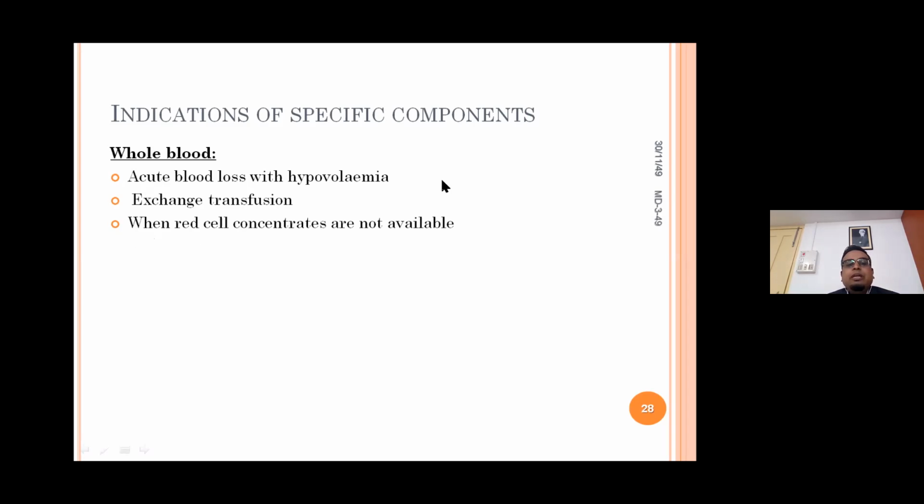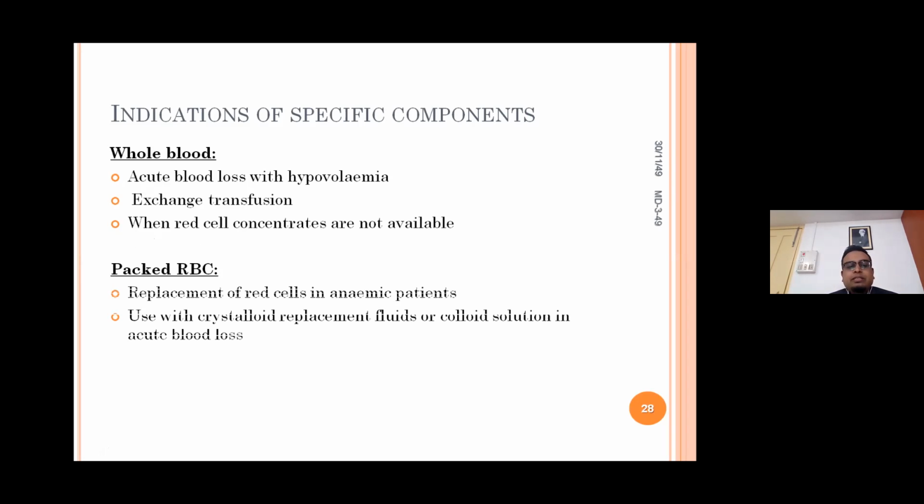Third point can be, if a blood bank does not have packed RBCs, then we can use whole blood. What are the indications of packed RBCs? Replacement of red cells in anemic patients, or sometimes used with crystalloid replacement fluids or colloid solution in acute blood loss. Now, the second point is important, where there are some blood banks who do not practice the use of whole blood at all. Now, I have worked in a blood bank where they practice 100% component therapy. Now, when there is 100% component therapy, that means there is no use of whole blood at all.